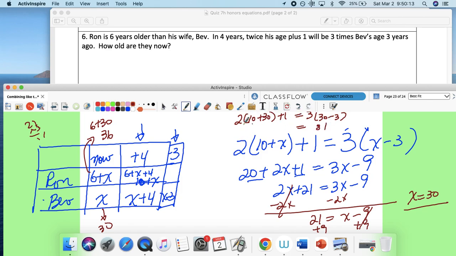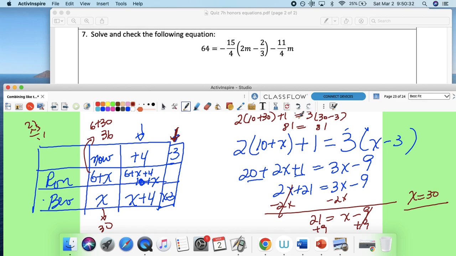And then here, 10 plus 30 is 40. 40 times 2 is 80. 80 plus 1 is 81. Oh, there we go. Very good. So this one, we forgot about Bev's age 3 years ago, so I needed an extra column for that. Okay.